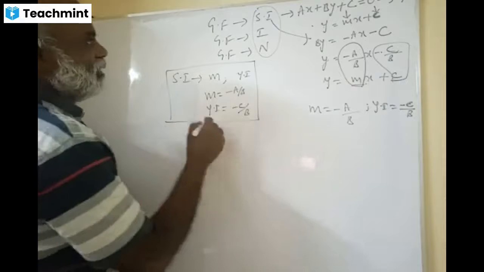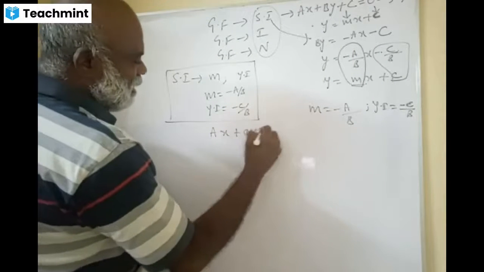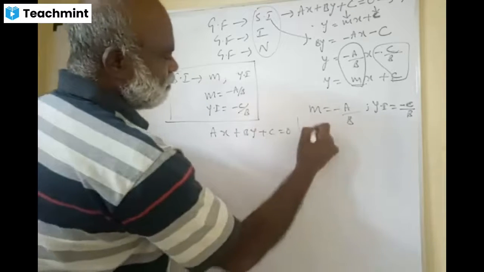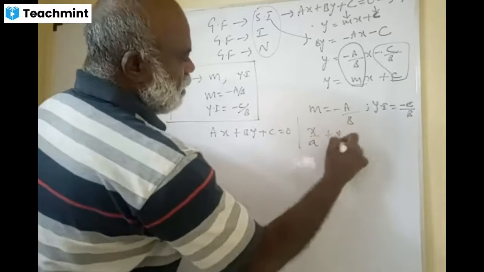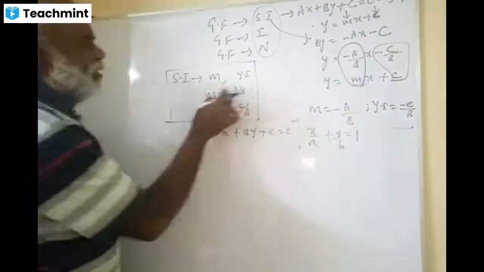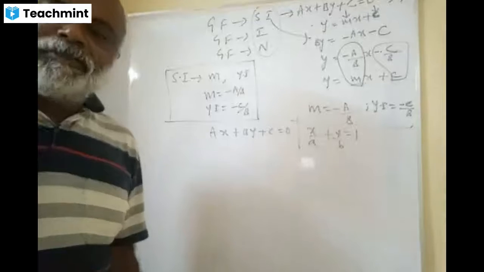Next one: Ax plus By plus C equal to 0. The other one is x by a plus y by b equal to 1. Can you write this? Can you write this, and I'll start the next one, please.